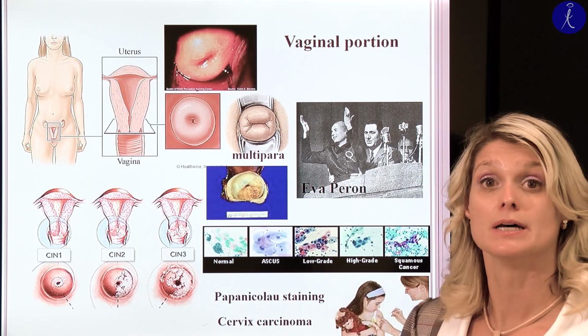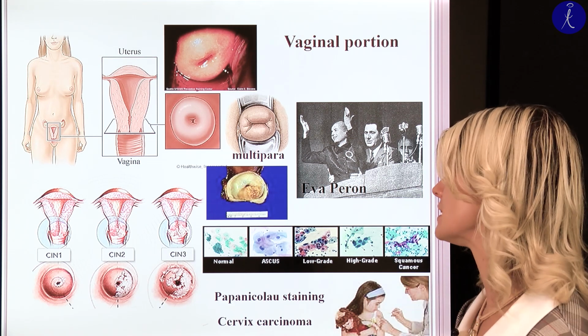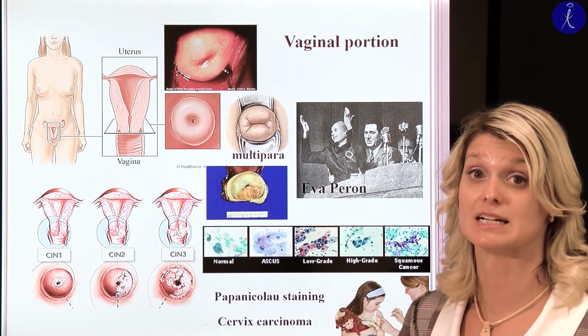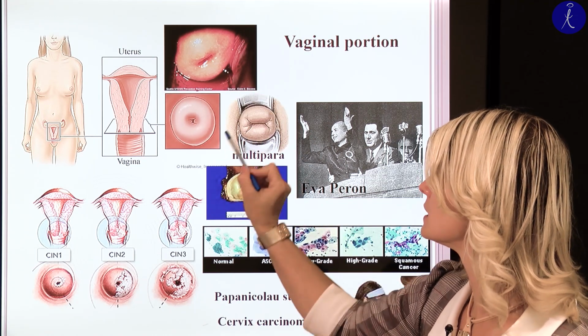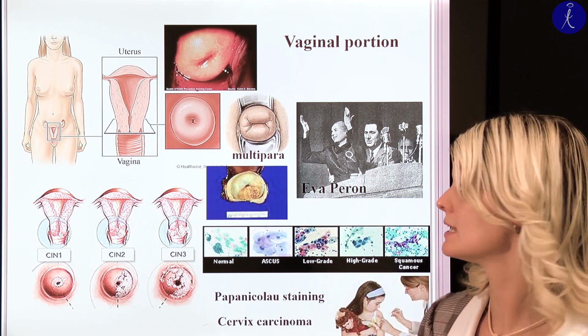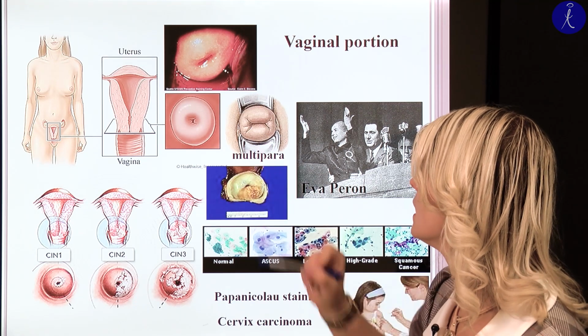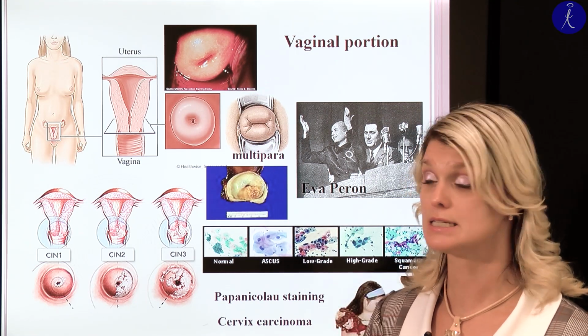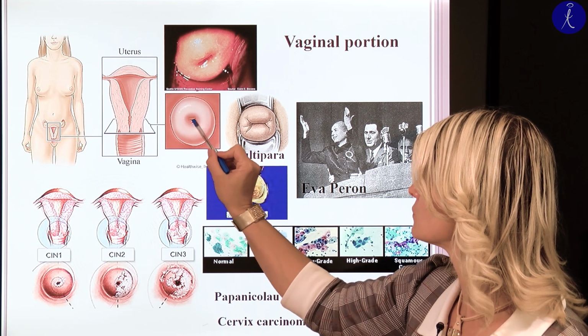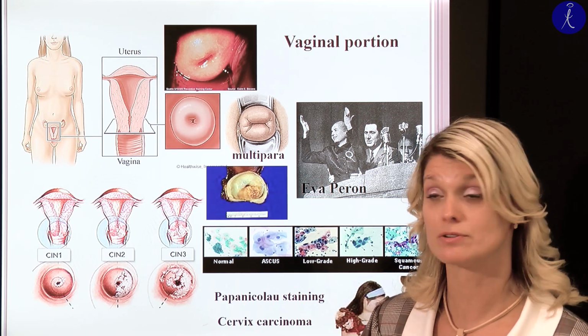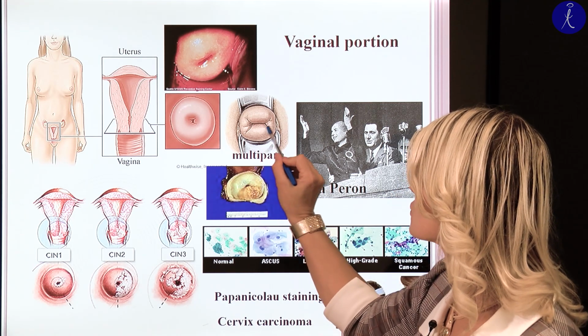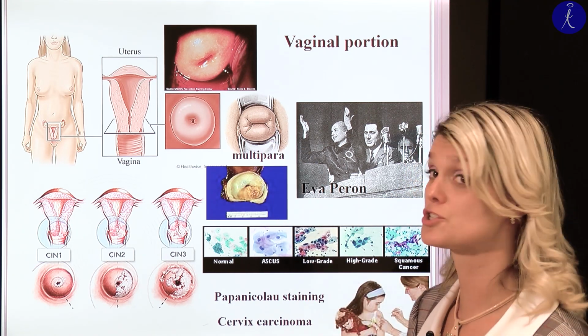The next part of the female genitalia is the cervix, and here you can see the vaginal part of the cervix and the external orifice of the portio vaginalis. This is one without pregnancy. Multipara means after delivery. You can see the shape of the orifice will change.